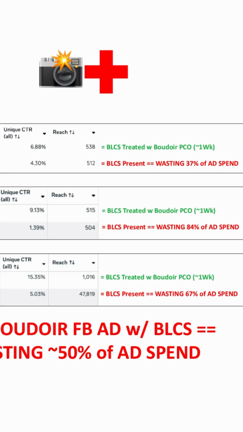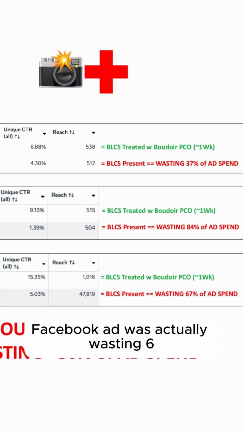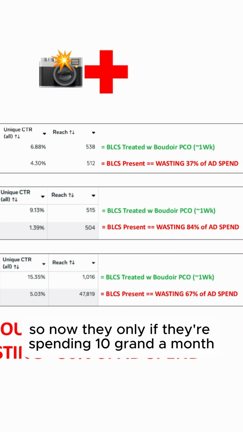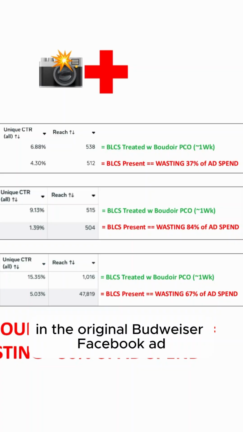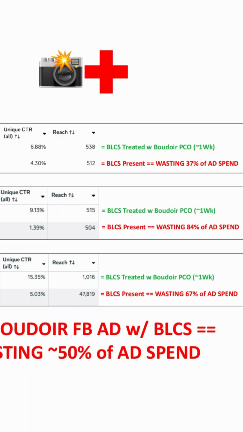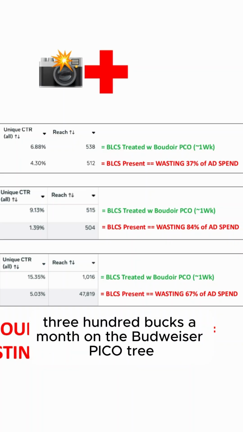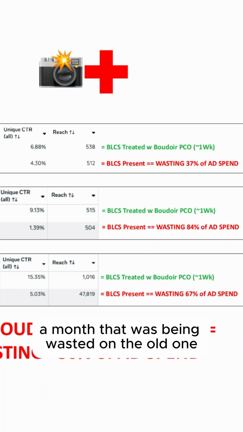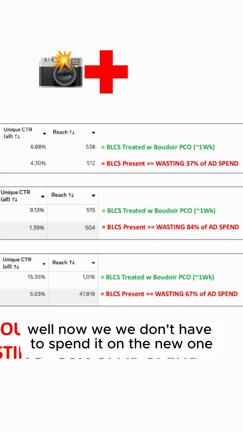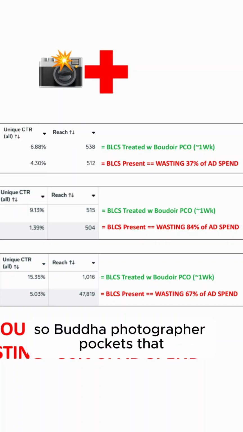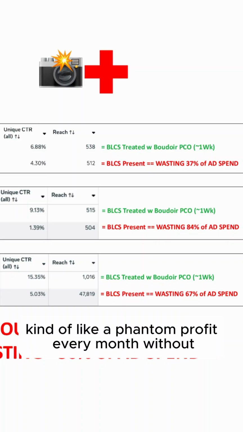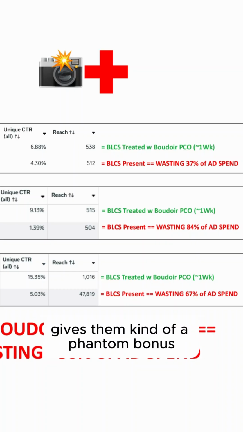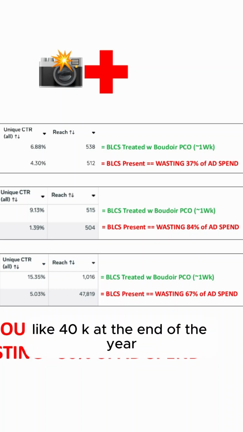Now we discovered the original Boudoir Facebook ad was actually wasting 37% of ad spend. So if they're spending 10 grand a month on the original Boudoir Facebook ad, now they only need to spend $6,300 a month on the Boudoir Pico treated ad to get it into the same number of women's brains. So $3,700 a month that was being wasted on the old one, now we don't have to spend it on the new one. We just pocket that. So the Boudoir photographer pockets that, has like a phantom profit every month because they no longer have to spend it. This gives them kind of a phantom bonus, like 40K at the end of 12 months.